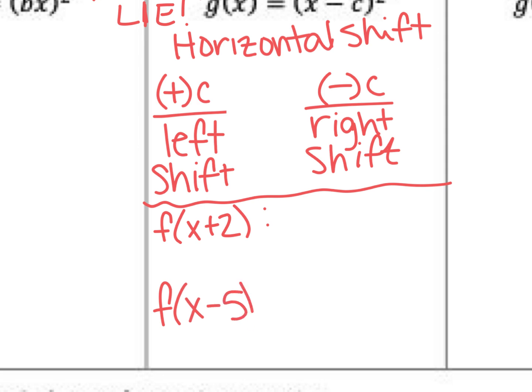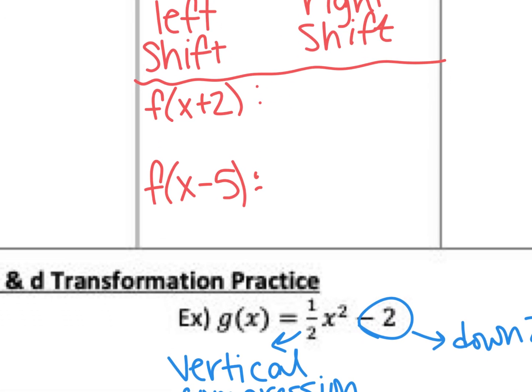Do one of each sign. What is a plus 2 going to do? Normally plus 2 is to the right, but because it's inside, it's lying, so this is really left 2. And a plus 5 is going to go left, a minus 5 is going to go to the right. Because again, they're lying. It's the opposite.